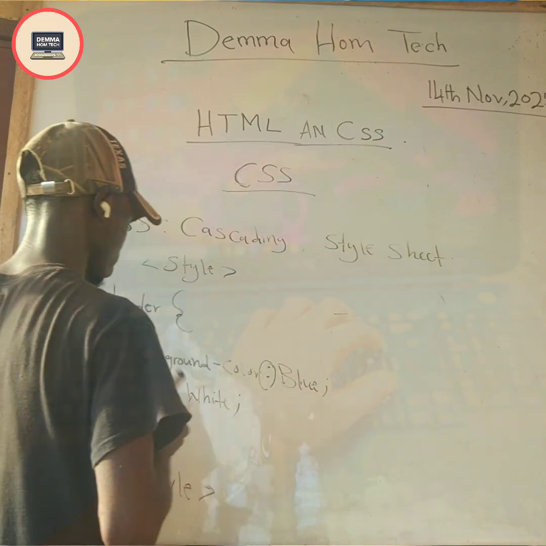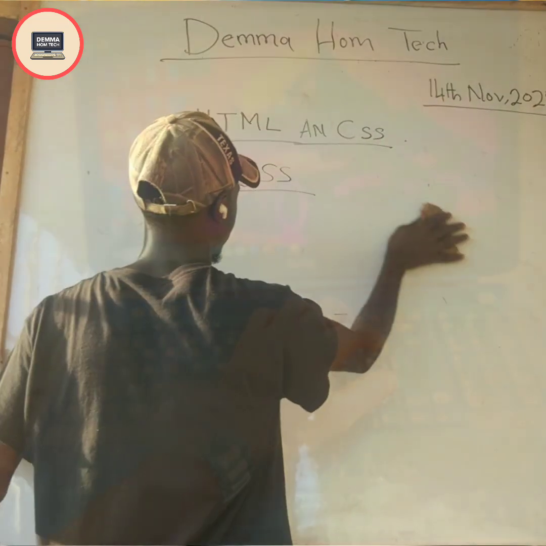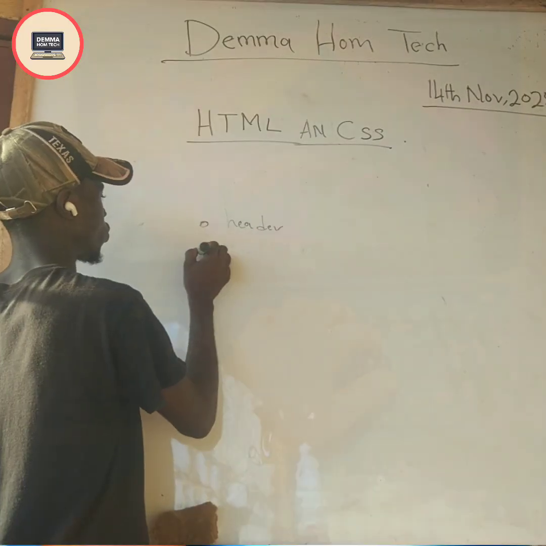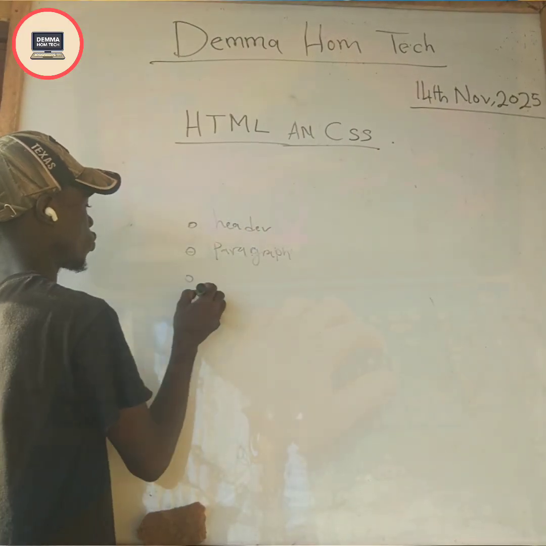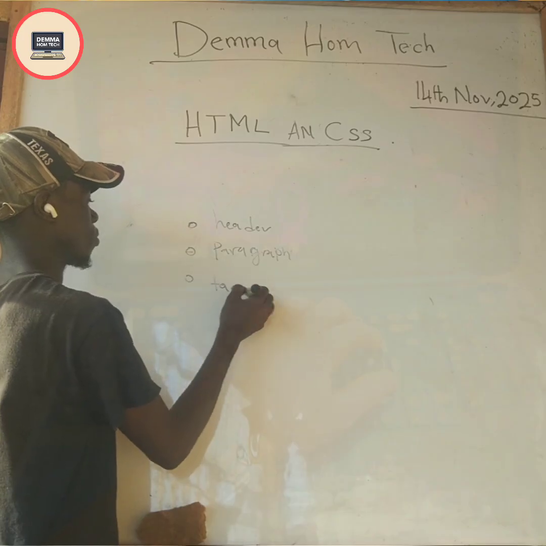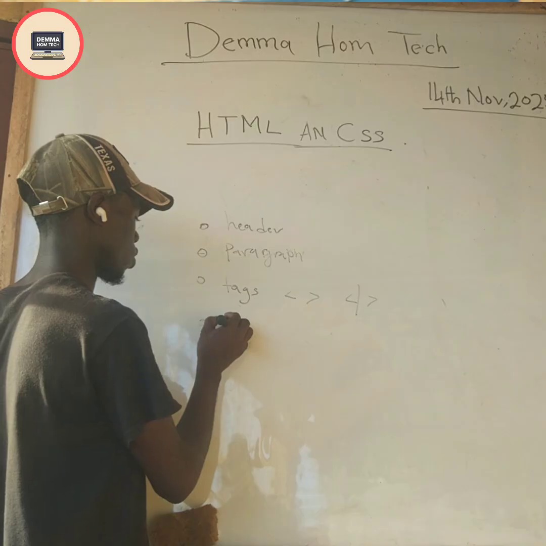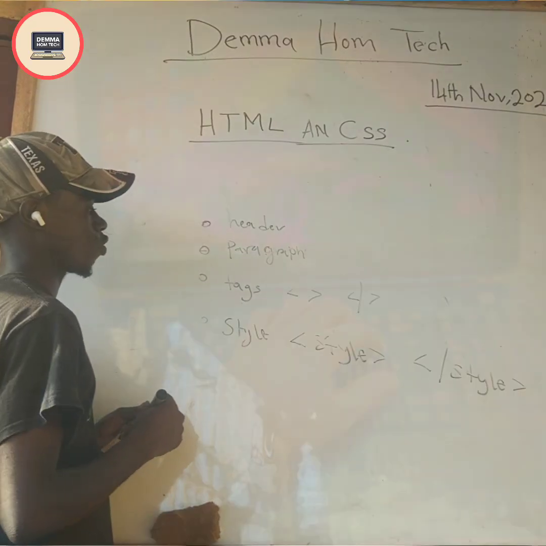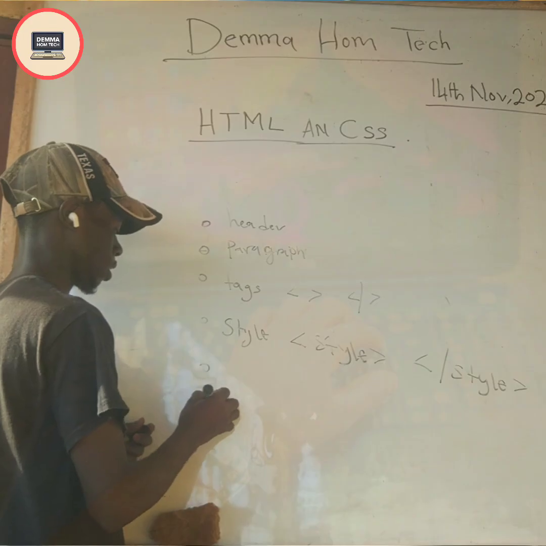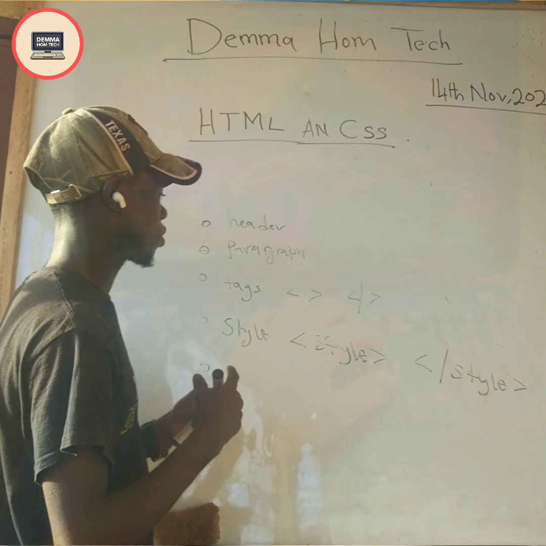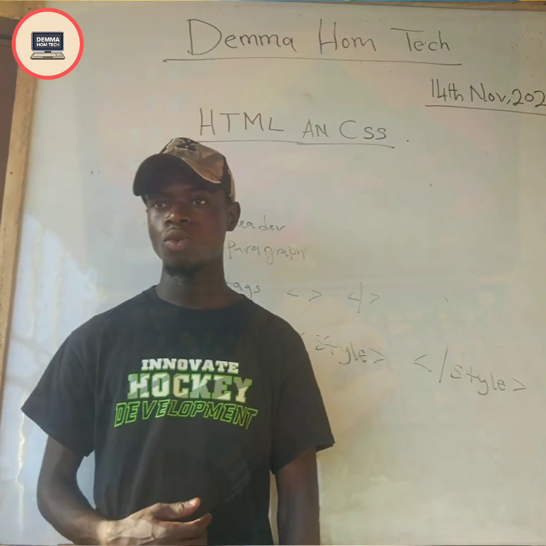What you just need to do is learn how to create a header. Learn how to create a paragraph. And learn how to create what? Tags. And that is what? The opening tag and then the closing tag. The CSS tag is what? Style. And one more thing, how to add background color, and then add color to the text. And I hope this is enough. At least you have learned something. Like I told you, it's just going to be a gradual process.